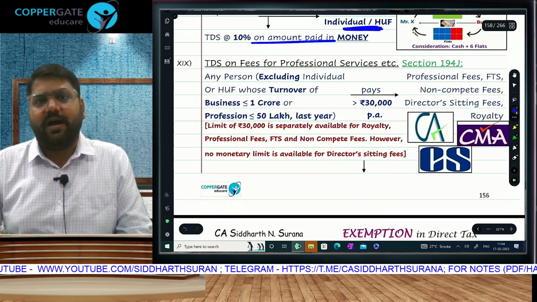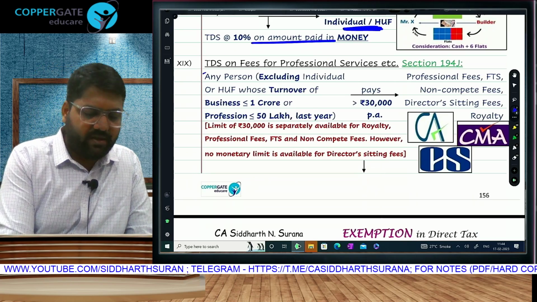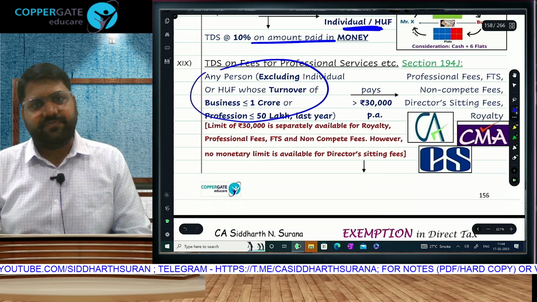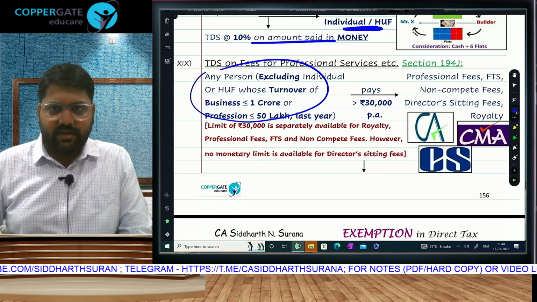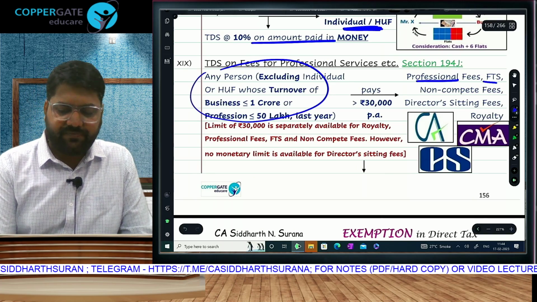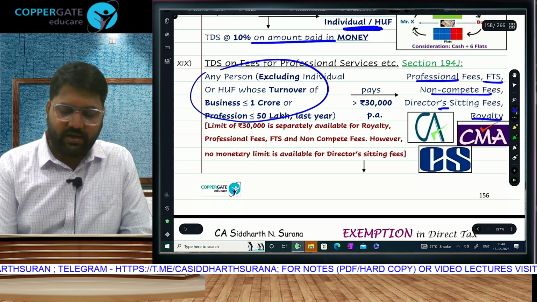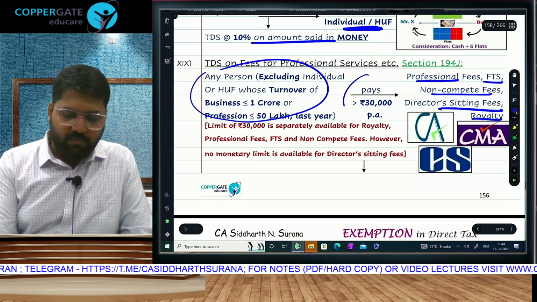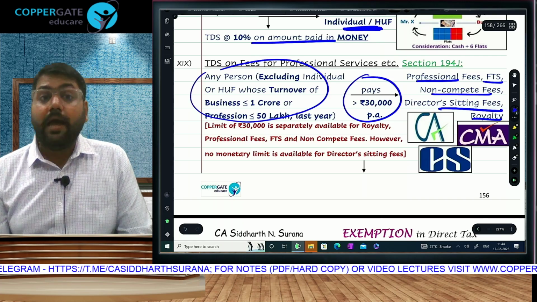Next, last part of this TDS on professional fees. Again payer remains same, individual HUF if turnover exceeded the threshold last year. 5 payments are covered here. Professional fees, fees for technical services, non-compete fees, royalty and directors sitting fees. More than 30,000 per annum.